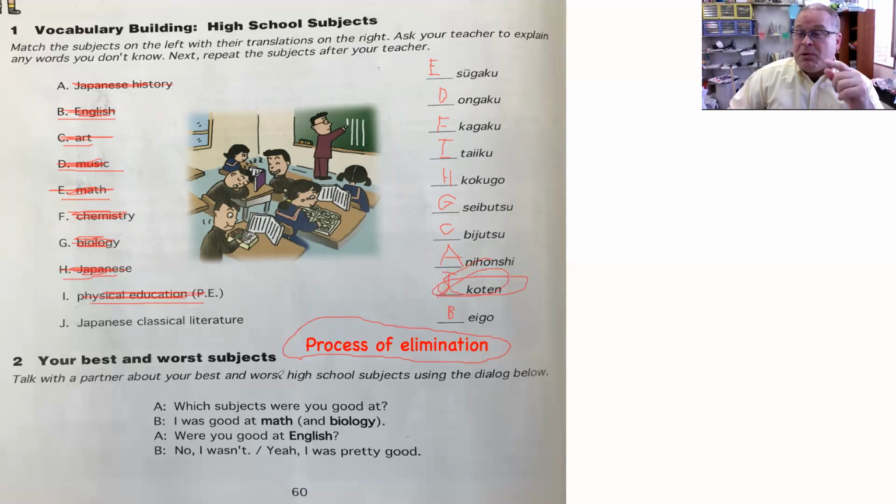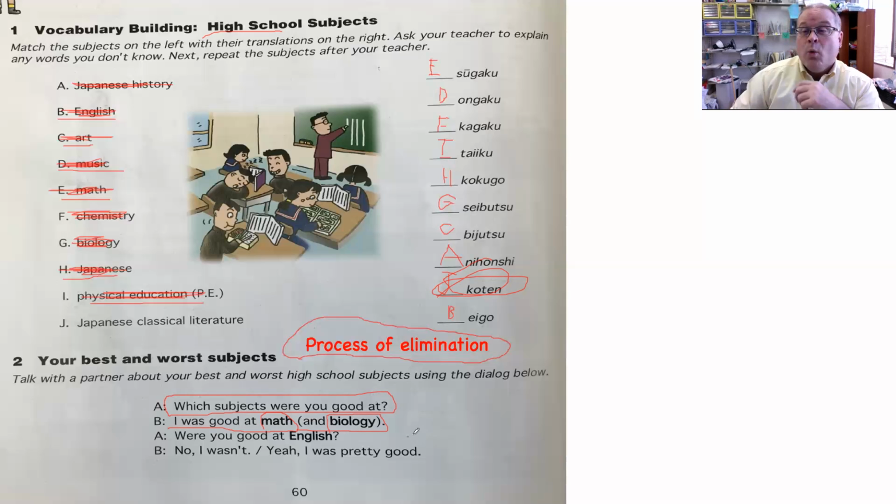Okay, so now let's practice these questions. Which subjects were you good at? Which subjects were you good at? Remember, this is high school. We're talking about high school. Which subjects were you good at? I was good at math and biology. So, one more time, please repeat. I was good at math and biology.